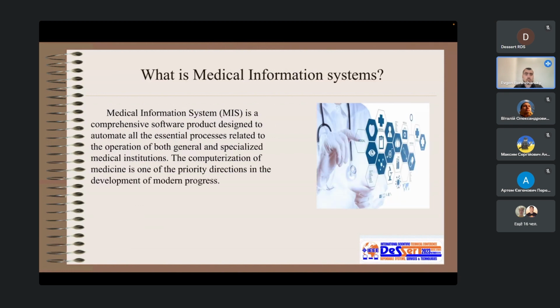So a medical information system is a software product designed for medical institutions, and not only for medical institutions, but for general or specialized medical institutions and purposes. And it's mostly such an innovative way to bring our medical sphere into digital transformation.